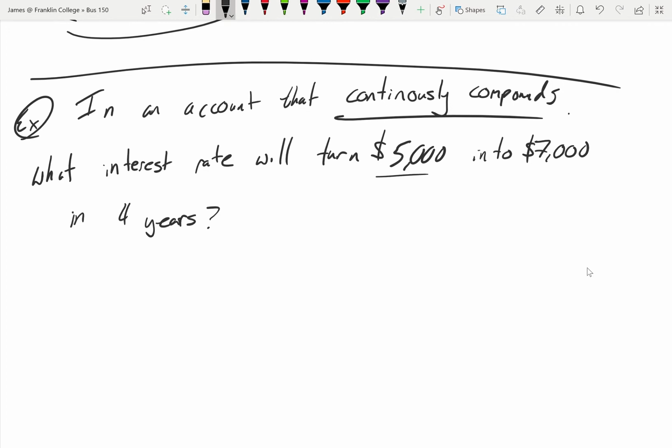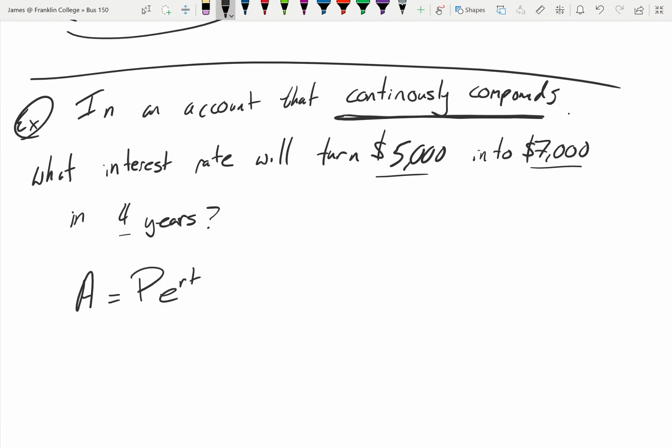So we have $5,000 to invest. We know that at the end of 4 years we're going to want our money to be $7,000, and we might be interested in what interest rate I've got to earn to be able to turn $5,000 into $7,000. So because we are dealing with a continuously compounding equation, we are going to be using the equation A equals P E raised to the RT.